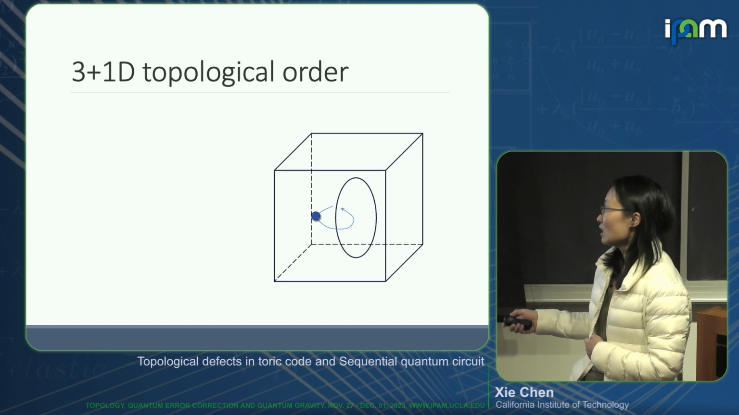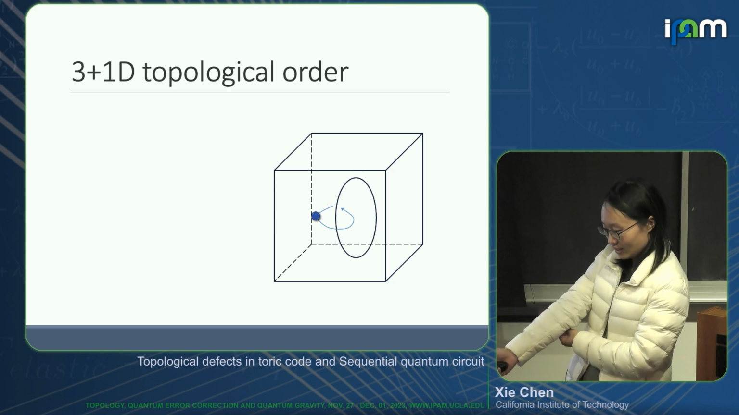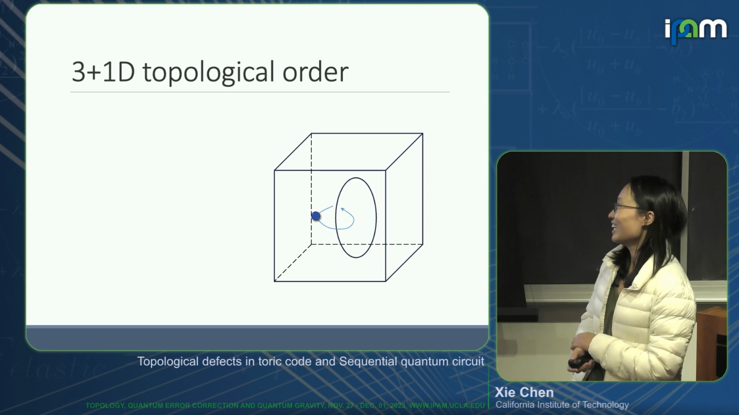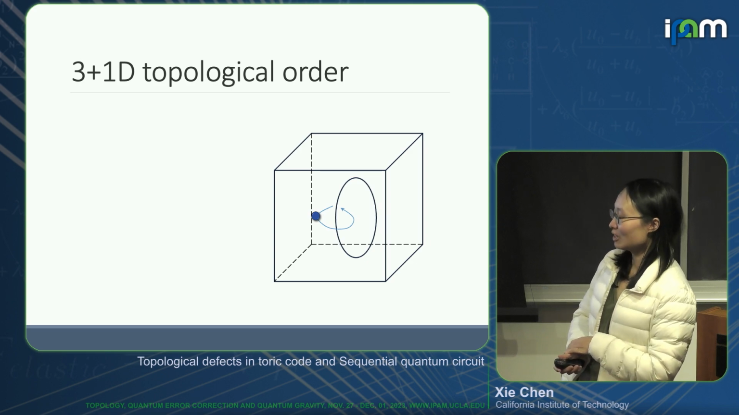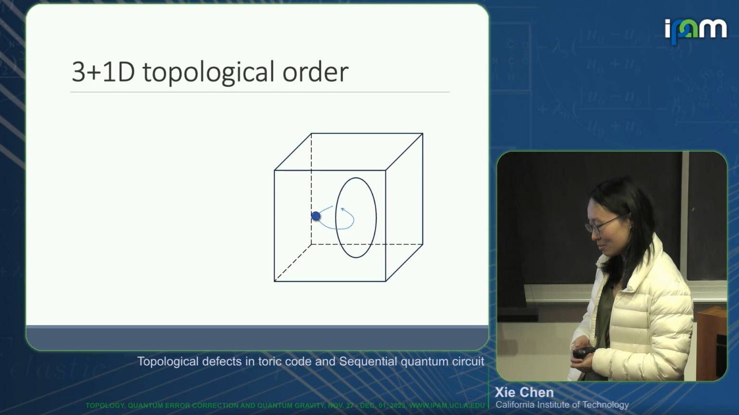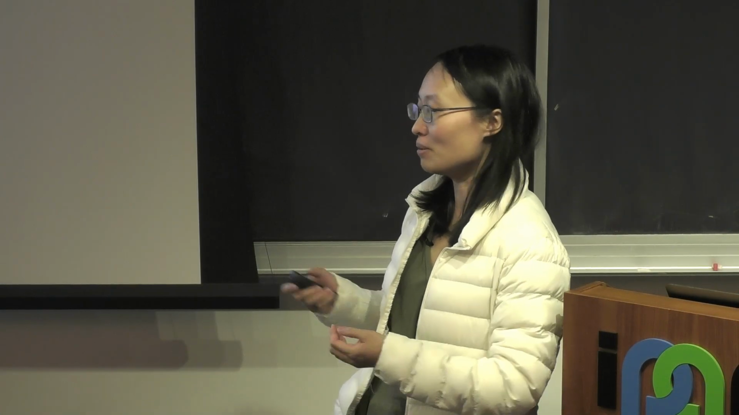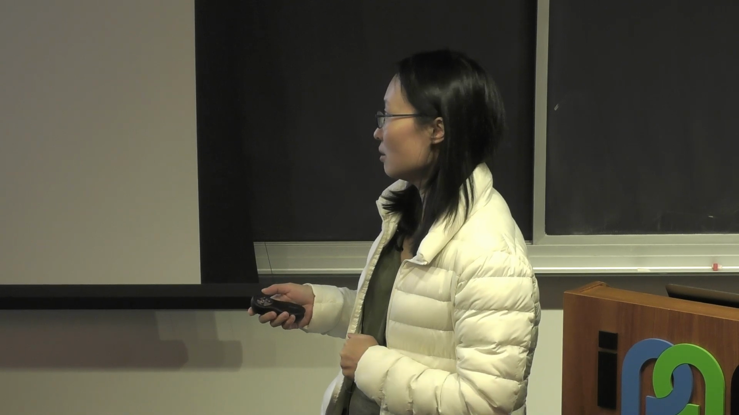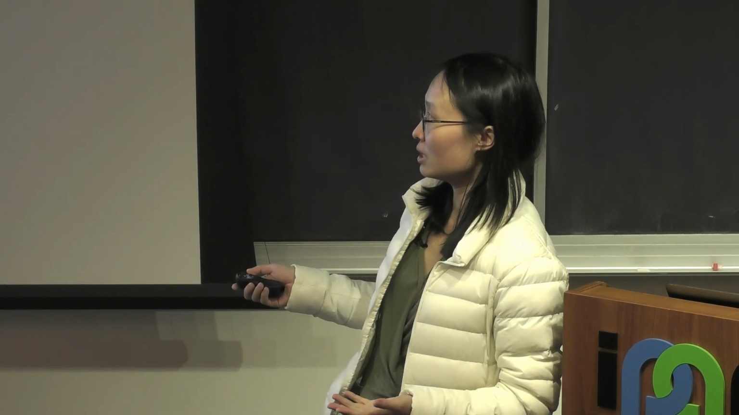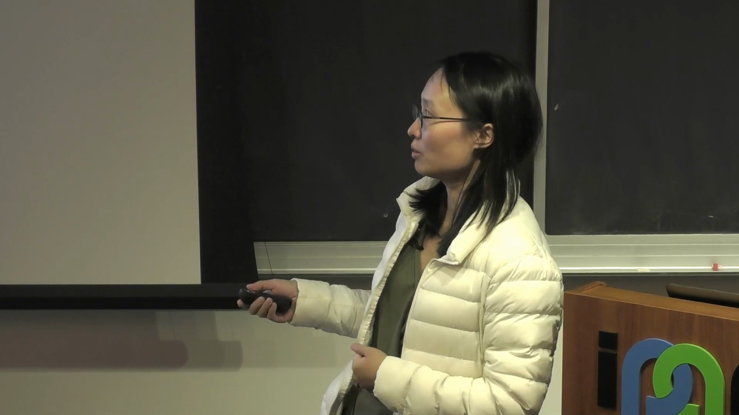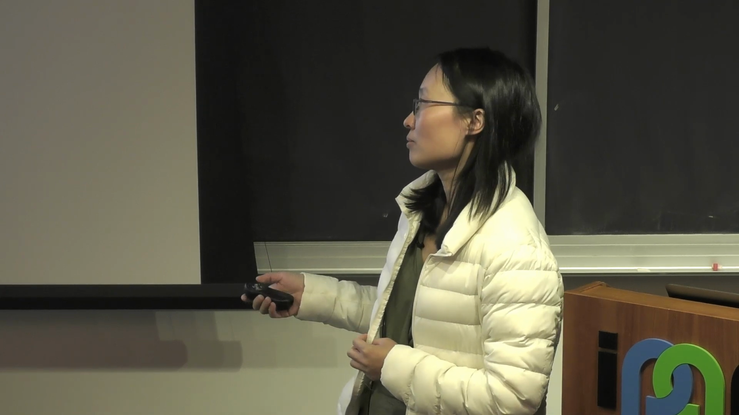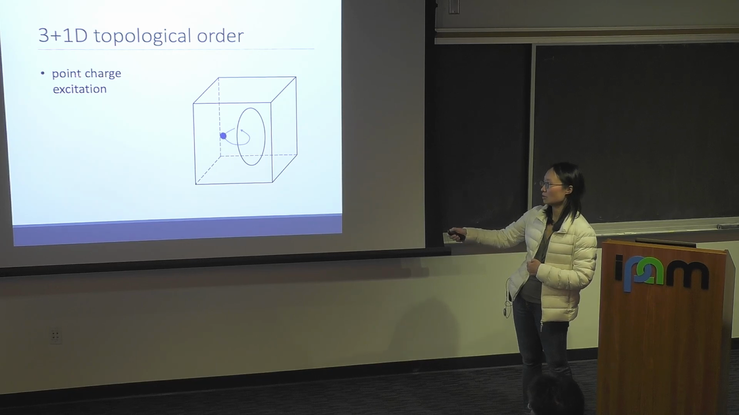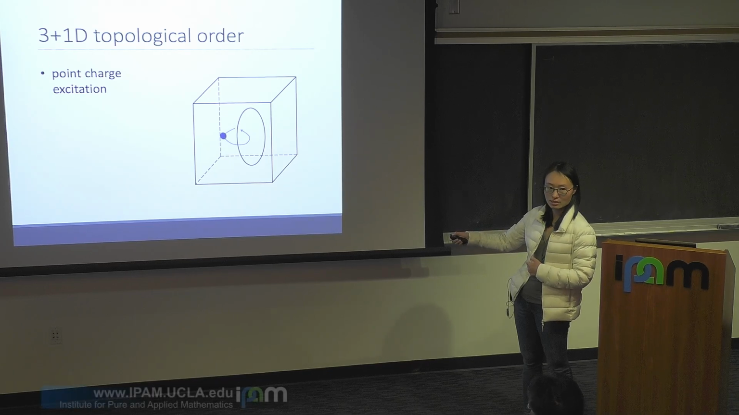Okay. So then the question is, what about 3+1D? In 3+1D, we have quite some understanding already, and for quite a while I thought we understood everything. Because there are some very simple models from which we can see that, for example, 3+1D Toric code, or some simple gauge theory, where we can see that there are also point excitations.